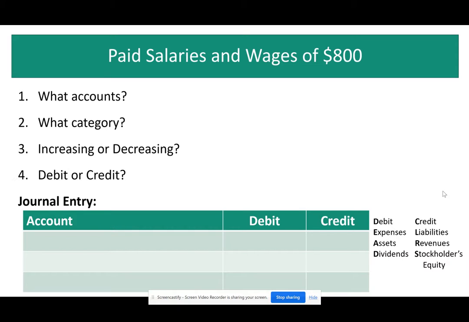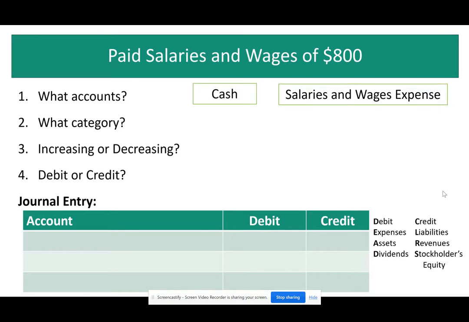Here we're paying some salaries and wages. Okay, so we're paying something out, right? So that impacts our cash. And anytime our employees work, that's called salaries and wages expense. So we have cash, we have salaries and wages expense. What's our category? We know cash is an asset. Salaries and wages expense is an expense. Okay, are they increasing or decreasing?